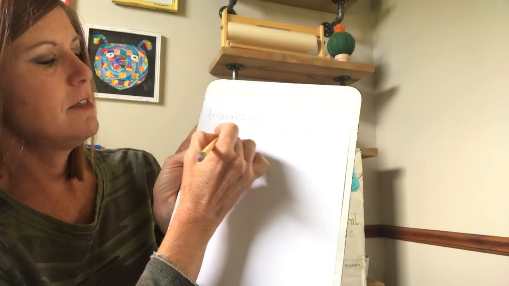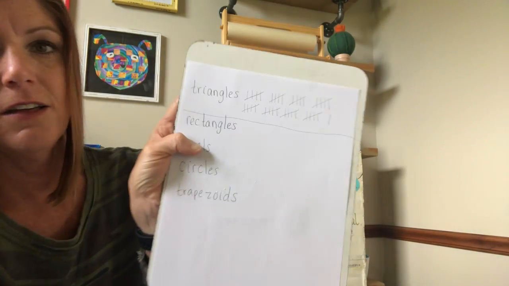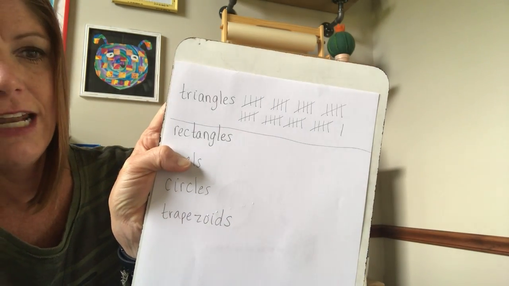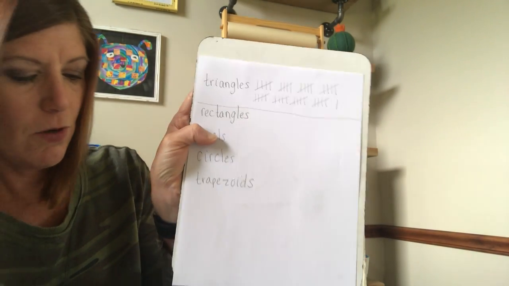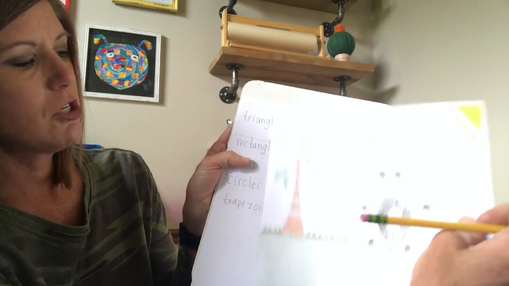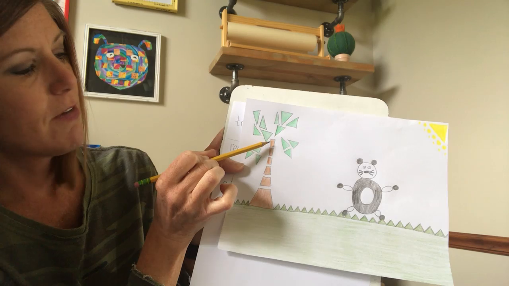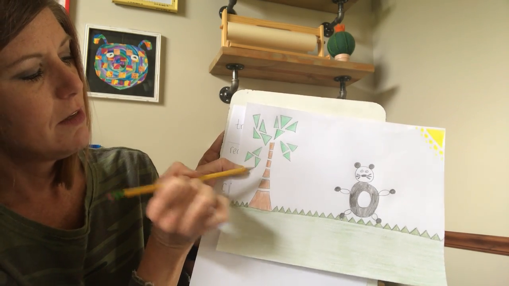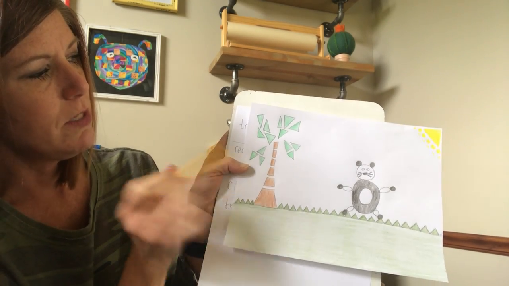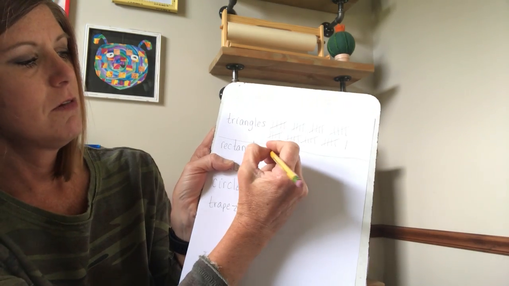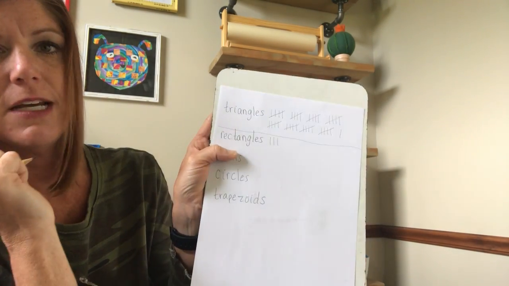And you might separate your list if you're going to end up with lots of tally marks like I had. I don't want them to run into each other. So then I would go and I'd look at my picture. My rectangles are just right here. Can you count those? I've got 1, 2, 3. This one ends up being more of a trapezoid. So for my rectangles, much easier, 3 rectangles.